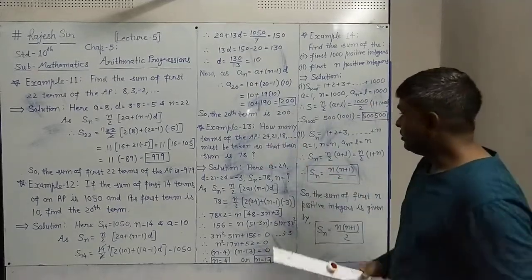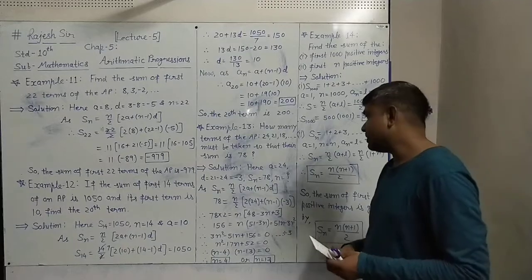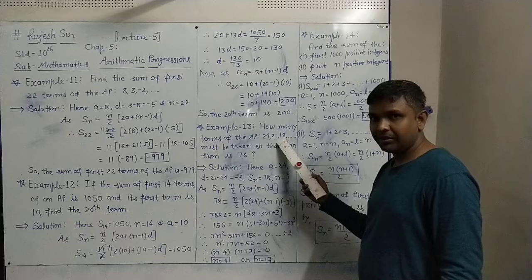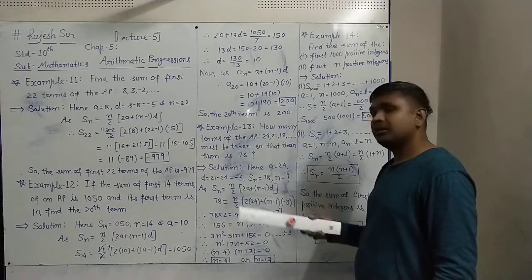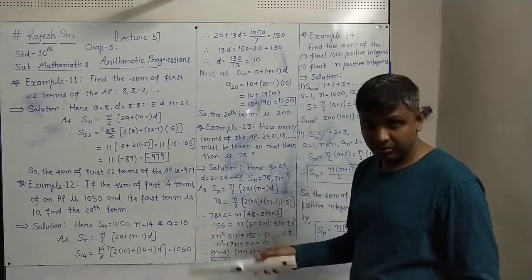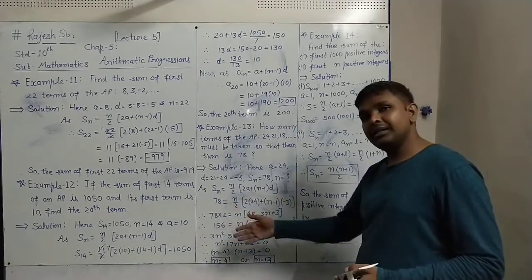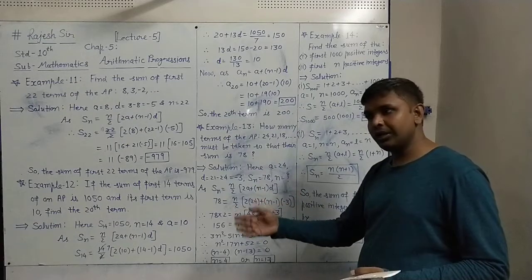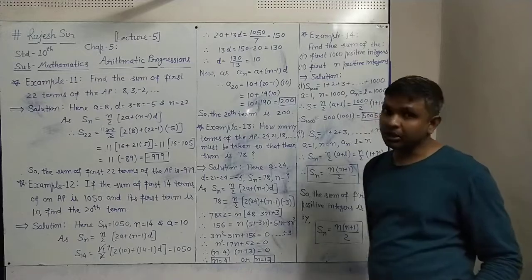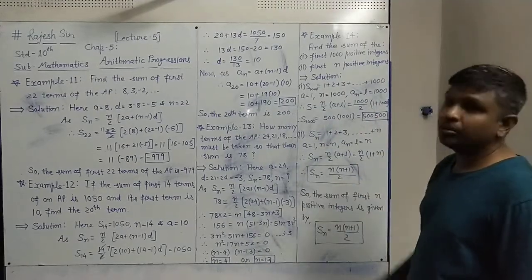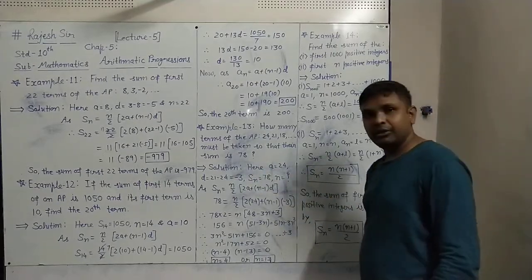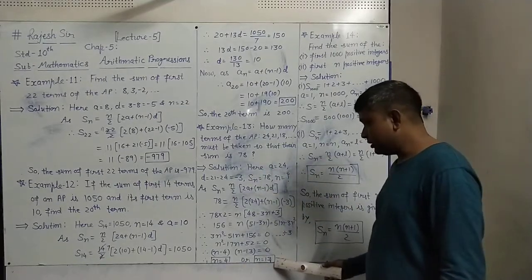For that, do not be surprised, because this AP is in decreasing order, right? 24, 21, 18. So after some terms, it will have some negative terms also, because it is decreasing. So it goes close to 0, and then it will have minus terms. So in 13 terms, some minus terms will also come, and that will cancel the plus terms, right? So ultimately the sum will be 78 only. So both the values are possible.